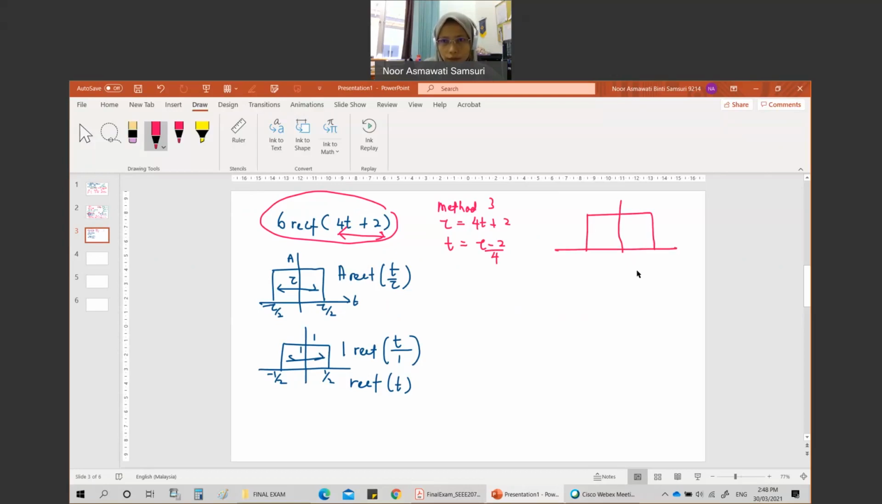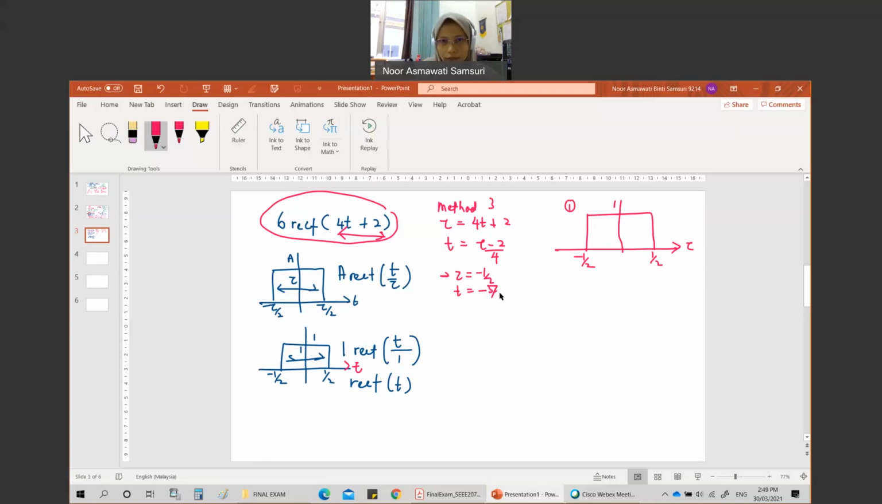Okay, this is the original signal. The first step is to change the t-axis into tau. So it becomes tau. The magnitude remains the same, negative 1 over 2 and 1 over 2. So next, you need to consider what is the tau values. So in this case, you know that your tau equal to negative 1 over 2.